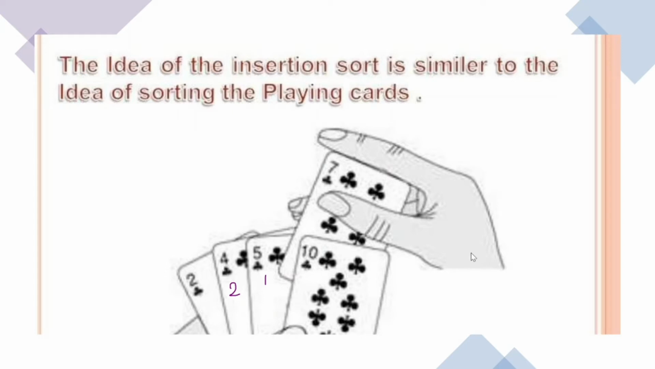Now suppose the next card that I draw is 10. Let's suppose I have taken 10 out of the deck. Now I will be comparing 10 with the cards in my left hand, that is 5 and 4. So let us take it like this: the cards that I'm holding in my hand are already sorted, and the card which I'm taking out from the deck has to be stored in a position so that the cards that are already in my hand remain in sorted position.